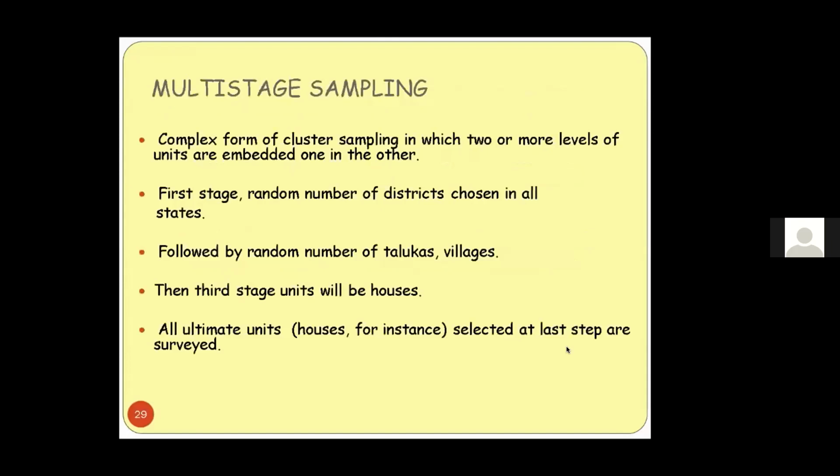Multi-stage sampling is a complex form of cluster sampling in which two or more levels of units are embedded, one in the other. The first stage involves a random number of districts chosen in all states, followed by a random number of villages. Then the third stage might include the unit being the houses, and all ultimate units selected as the last step in the survey process.